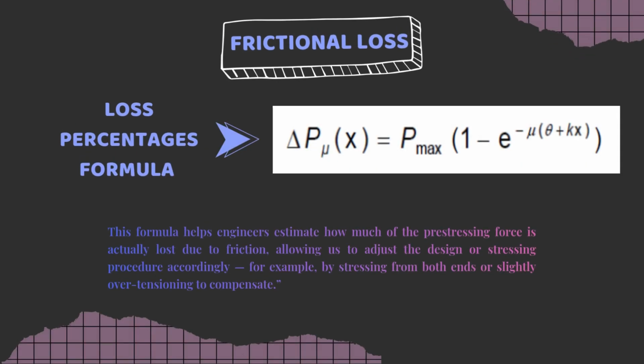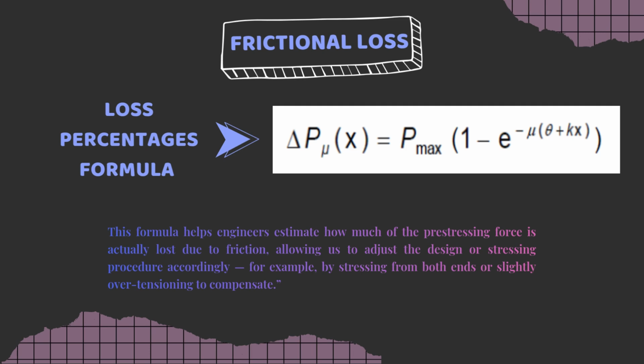Now, let's take a look at the formula used to calculate the percentage loss of prestress due to friction. The formula is given as percent loss equals 1 minus e to the power of negative (mu theta plus kx), multiplied by 100. In practical terms, higher mu theta or k means more friction and higher loss. A longer cable with a larger x value also experiences greater cumulative loss.